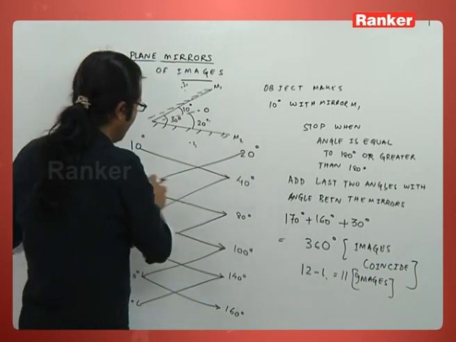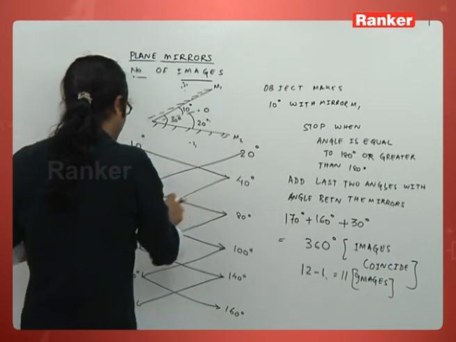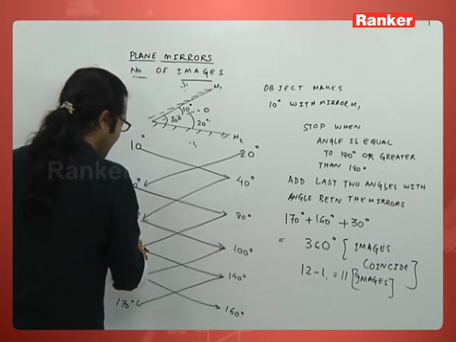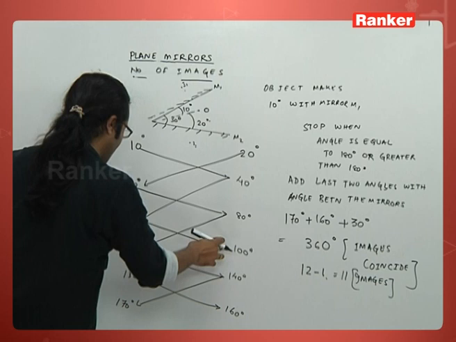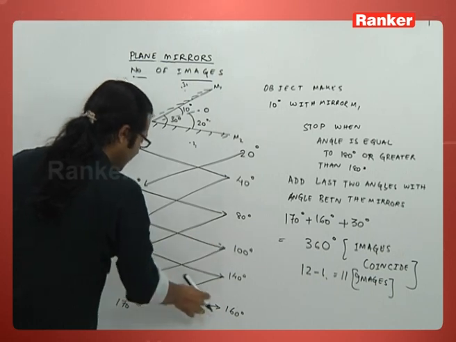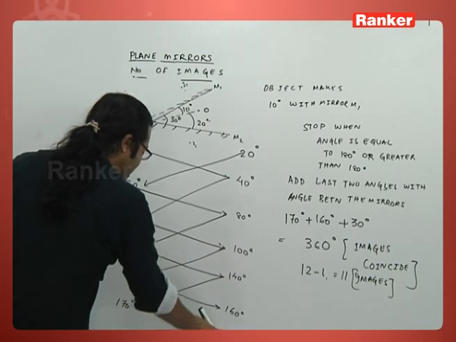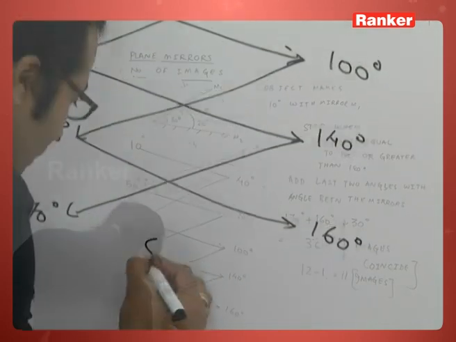I keep on adding 50 plus 30, 80, 40 plus 30, 70, 70 plus 30, 100, 80 plus 30, 110, 110 plus 30, 140, 100 plus 30, 130, 130 plus 30, 160, 140 plus 30, 170. I will stop here. Stop.